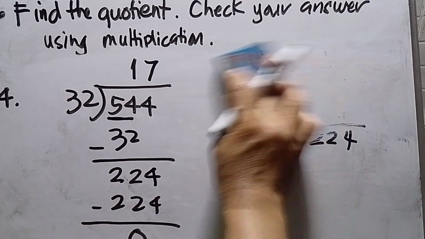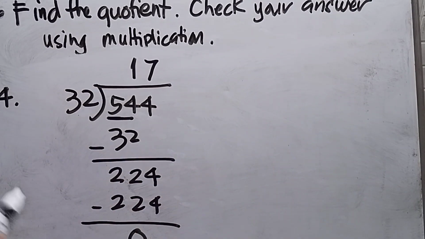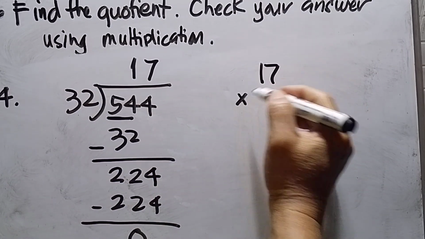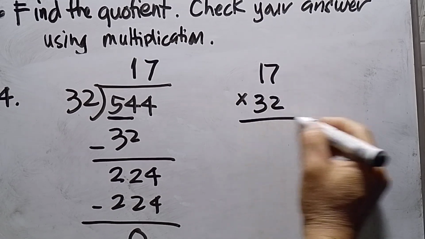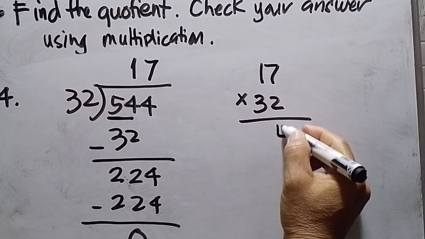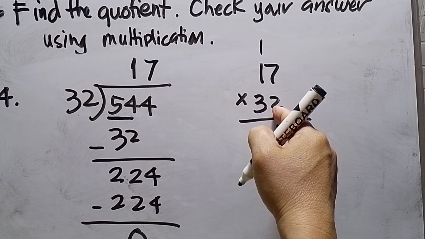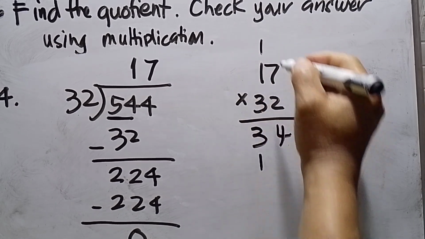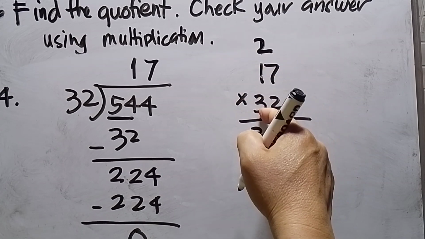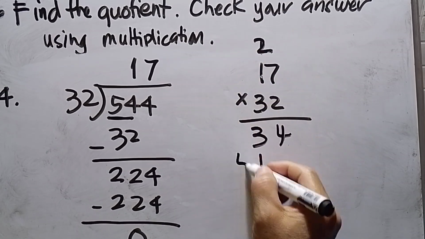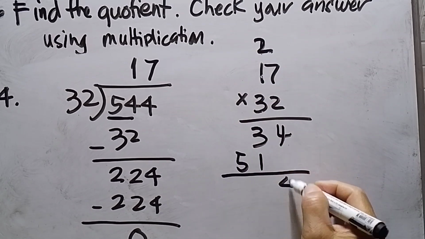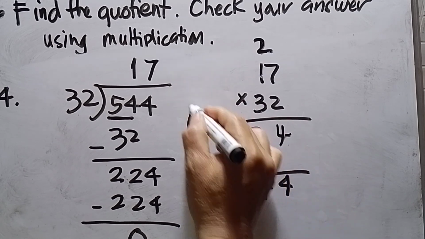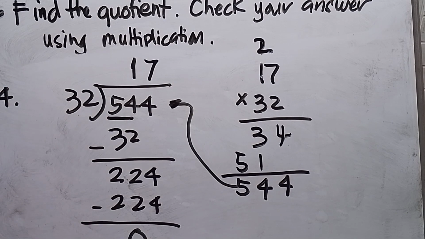Then we need to check by using our divisor and quotient. Quotient will be 17 multiplied by 32. This is 14. Carry 1. 1 times 2 is 2 plus 1 is 3. 3 times 7 is 21. Carry 2. 1 times 3, 3 plus 2 is 5. So bring down 4. 3 plus 1 is 4 and then bring down 5. So I come up with my dividend.